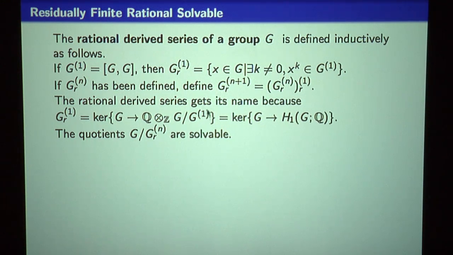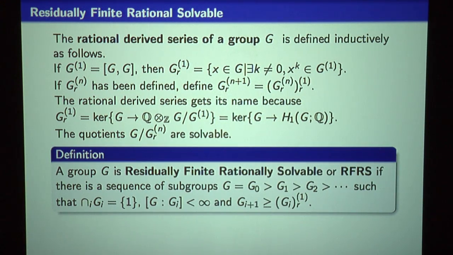the G modulo its commutator subgroup, and that's an abelian group, but then you tensor it with Q over Z, and that gets rid of all the torsion. And so that's why these x to the k's are sort of getting rid of the torsion in there. And we take the kernel of that, and that's the first rational derived subgroup. Or you can think of it as taking the kernel of the map of G to H1 of G with rational coefficients, which is equivalent. So these quotients are going to be solvable groups, because G_n^r contains G_n, and the quotient G mod G_n^r is solvable.